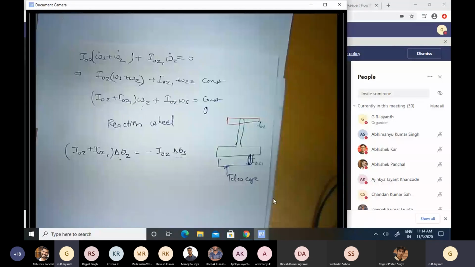You can have reaction wheels in 3D. You can have 3 reaction wheels inside your telescope or spacecraft and make fine adjustments and change the orientation of the spacecraft in 3D by appropriately spinning these reaction wheels. Okay, so this is one particular application.